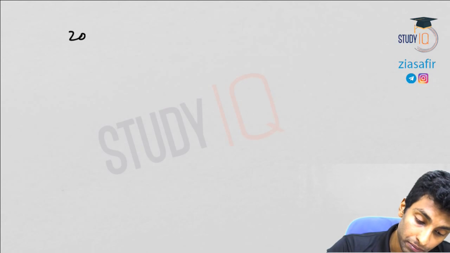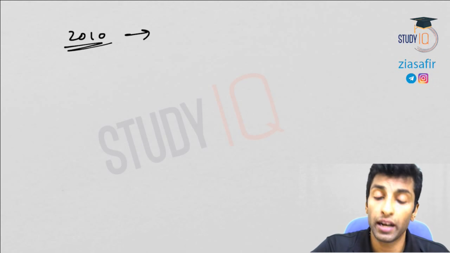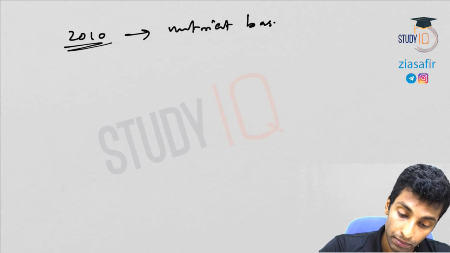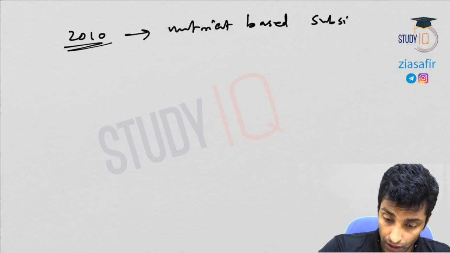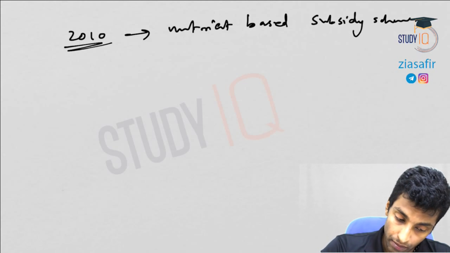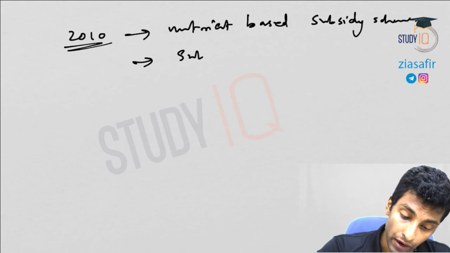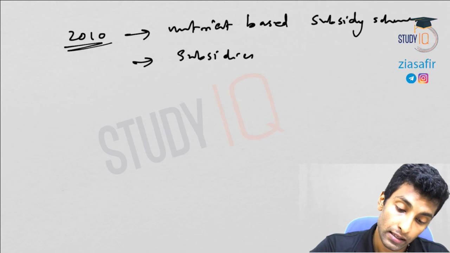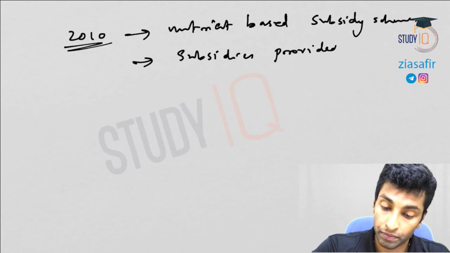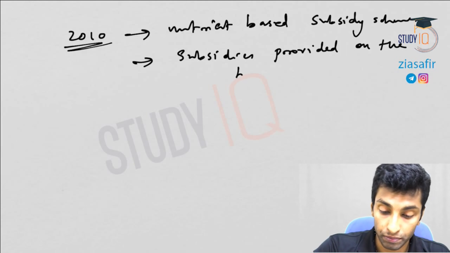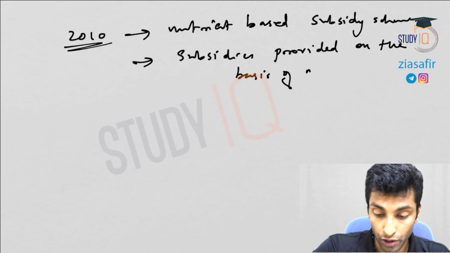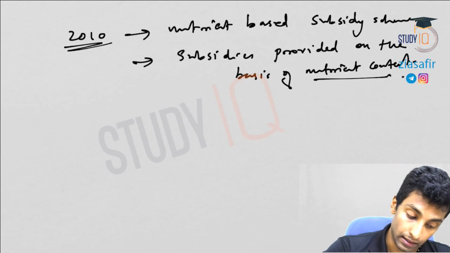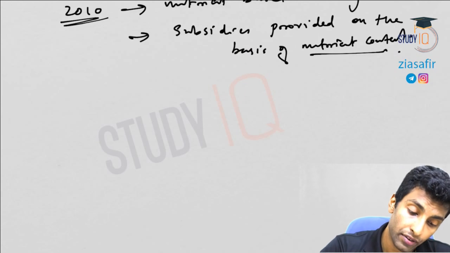Now in 2010, the government started the nutrient based subsidy scheme. Under this, subsidies are provided on the basis of nutrient content of the fertilizer. So now what are the problems mainly with the current subsidy?